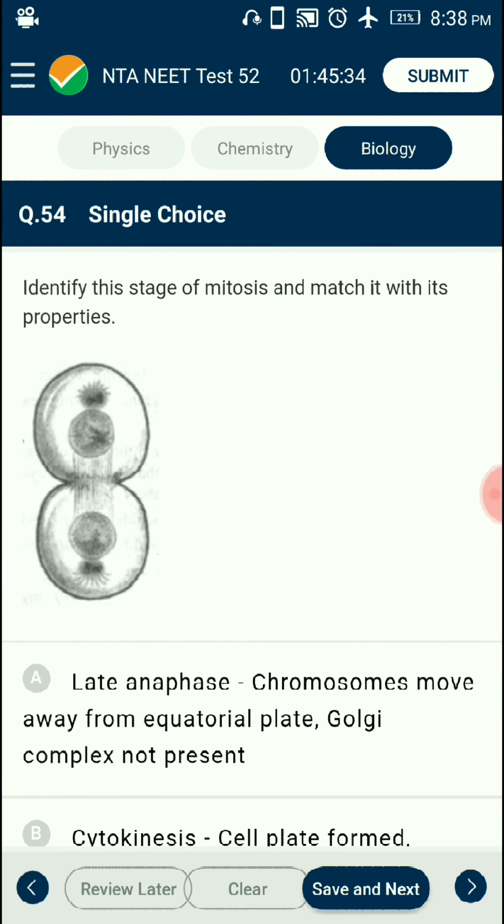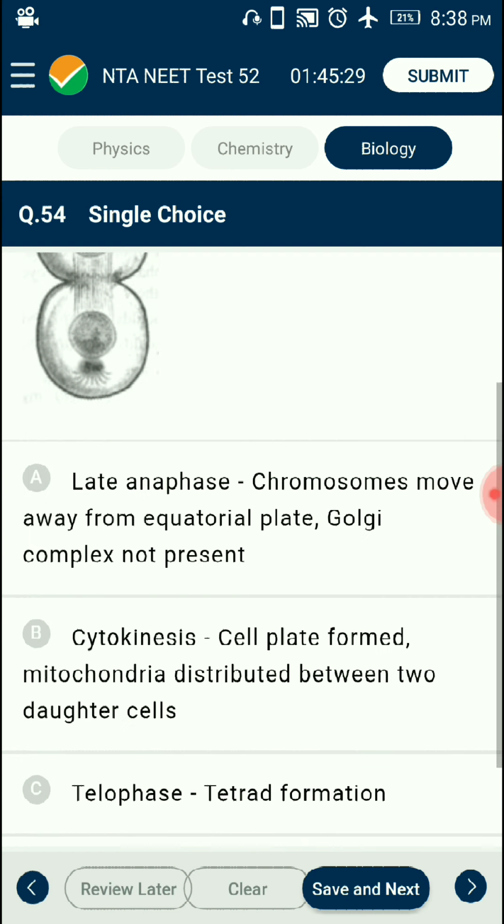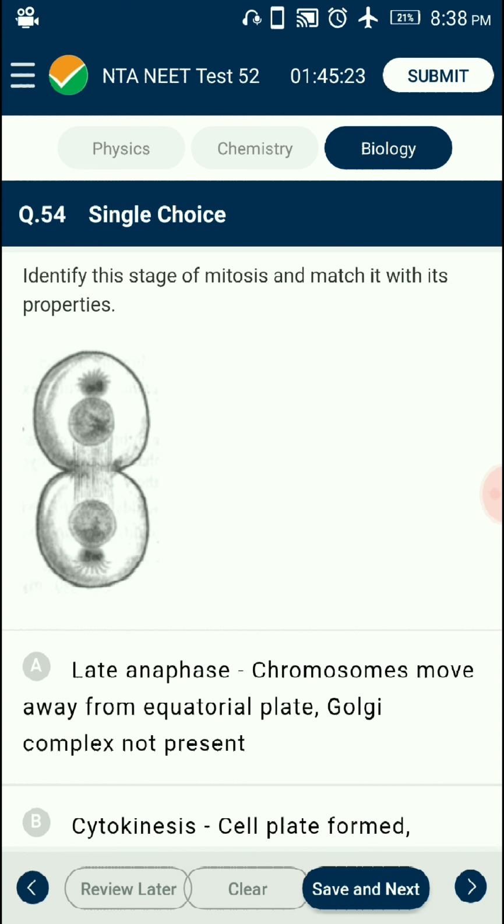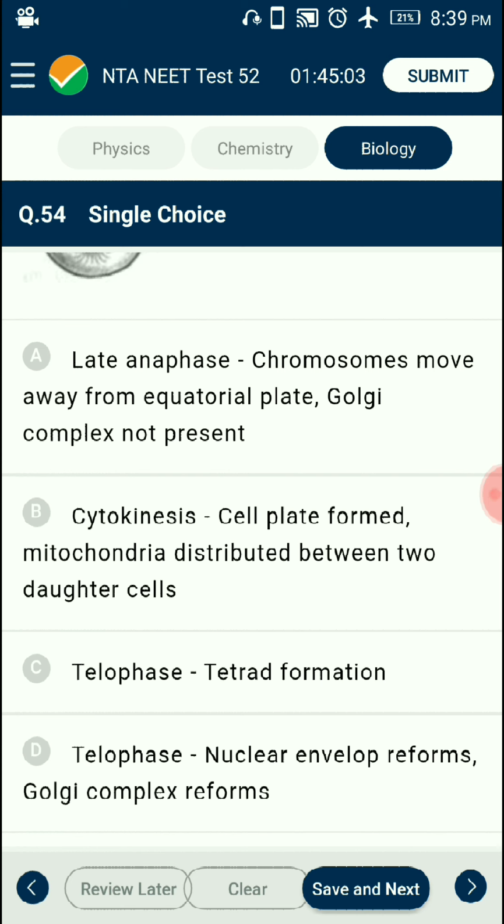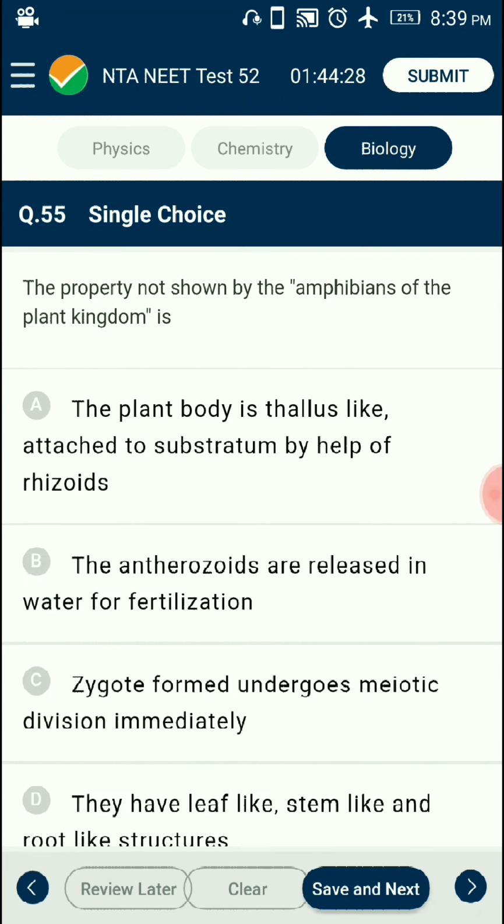Question number 54. Identify this stage of mitosis and match it with its properties. The given image of cell division shows the stage of telophase, where the nucleus separates in two, marking the end of karyokinesis. In this phase, the nuclear envelope reappears and the organelles reform. Following telophase, the cell undergoes cytokinesis, where the cytoplasm divides and forms two daughter cells. So the answer for this question is option D. The given diagrammatic representation is telophase. Nuclear envelope reforms, Golgi complex reforms.